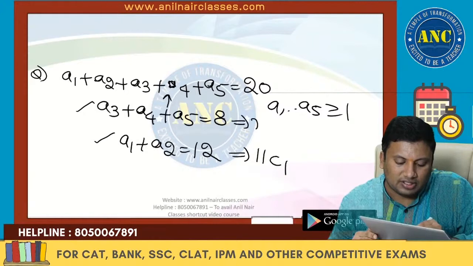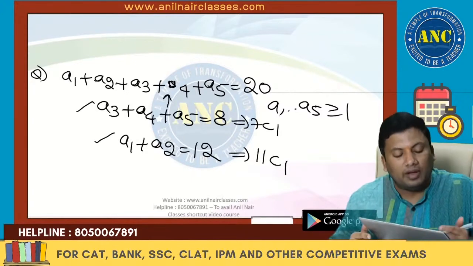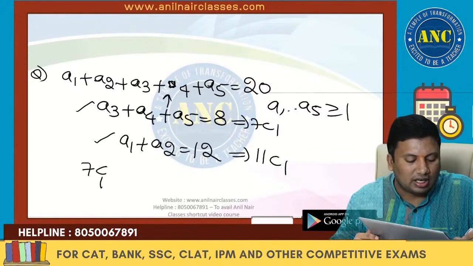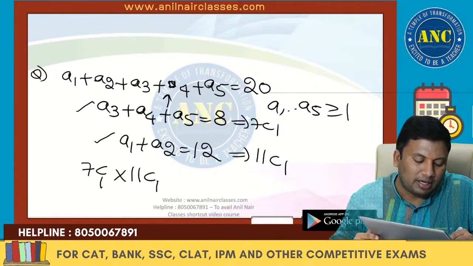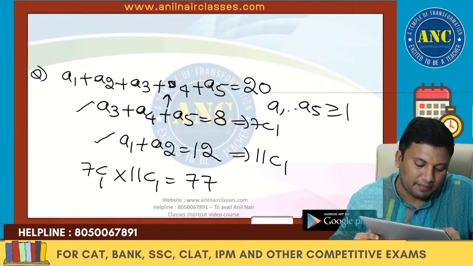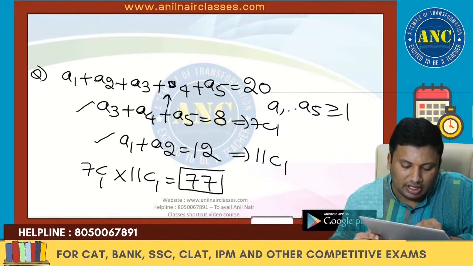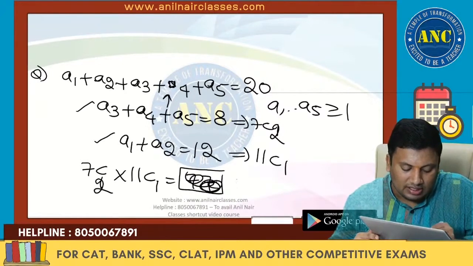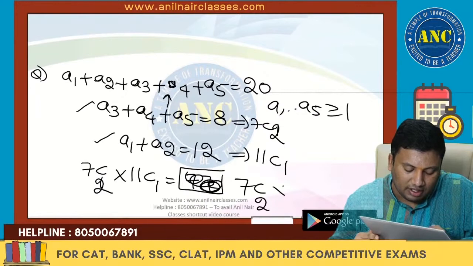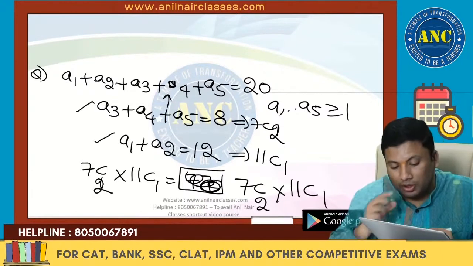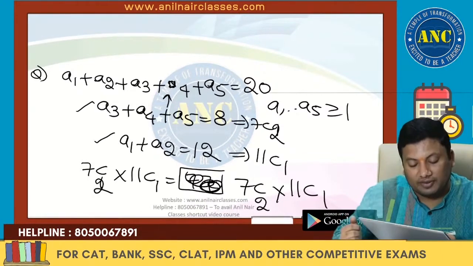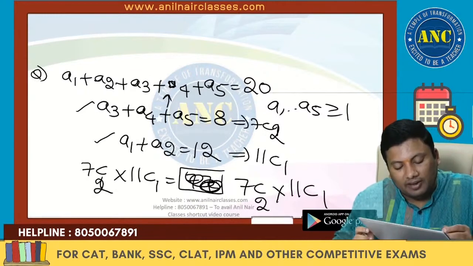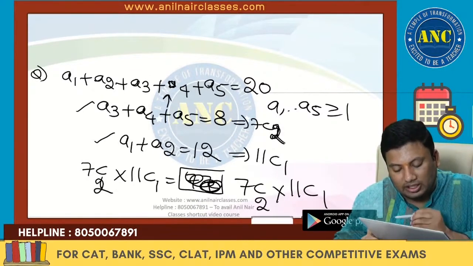This is nothing but 7C1. Two variables are independent of each other. Independent means the fundamental principle of multiplication. It is nothing but 7C2. Sorry, sir, it is nothing but 7C2 into 11C1. While doing, don't make these silly mistakes. I wrote 7C1, which is a blunder. Three variables are there, there are two cuts, so it is 7C2.